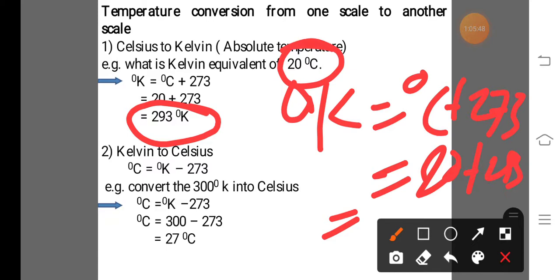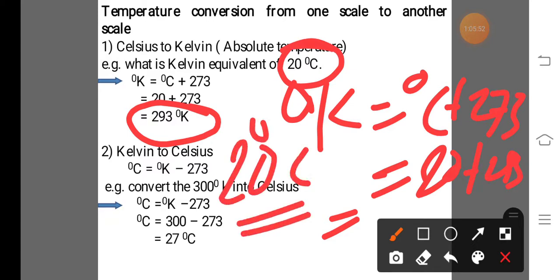293 degree Kelvin. That means when 20 degree Celsius temperature is recorded on a thermometer, at that time the temperature in degree Kelvin is 293 degree Kelvin. That means 20 degree Celsius is equivalent to 293 degree Kelvin. Like that, degree Celsius is converted into degree Kelvin.